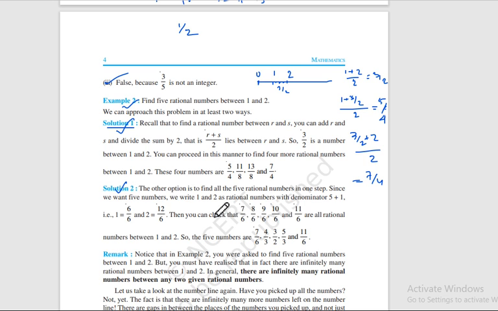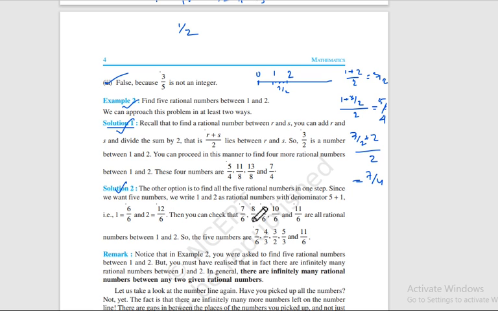In solution number 2, what they have done, they need 5 integers. So they have written 1 like 6 by 6, and 2 like 12 by 6. We need it by 6. Okay, they have written like this. Then here you can see that 7 by 6 will be greater than this number, but this will certainly be less than 12 by 6.